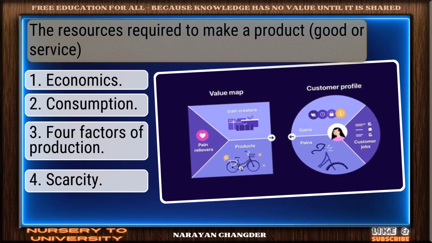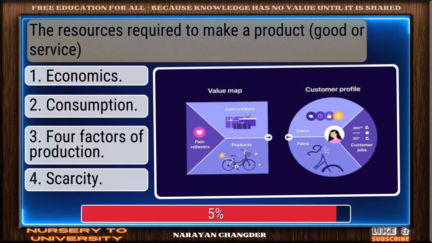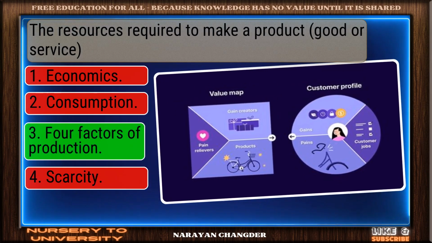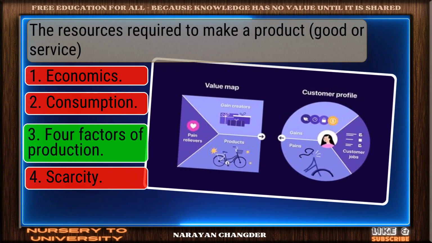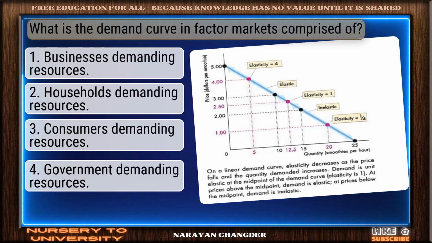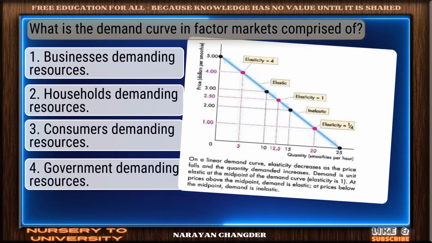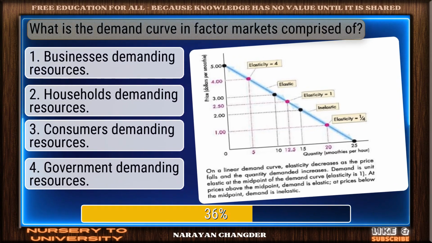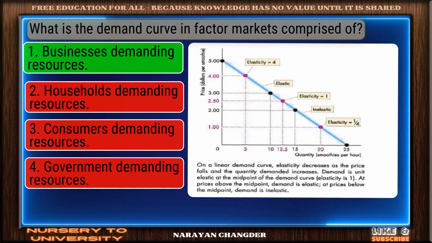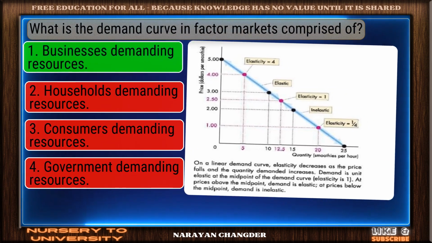The resources required to make a product? Excellent. 4 factors of production is a brilliant choice. What is the demand curve in factor markets comprised of? On track. Businesses demanding resources is the correct answer.